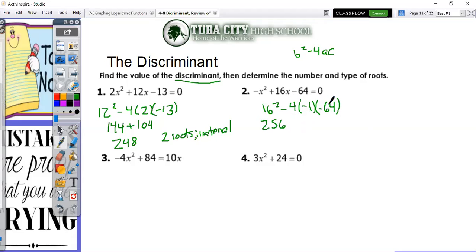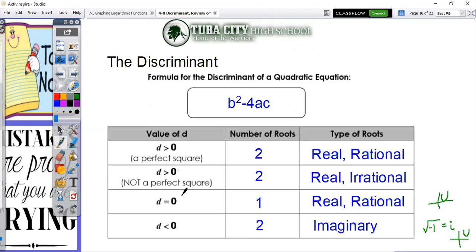And we have 3 negatives. So 3 negatives is going to be negative, because 2 of them will cancel each other out, but there will always be a third one left over. And 4 times 64 is going to be 256. So 256 minus 256 is going to be 0. And if the discriminant is equal to 0, that means we have 1 real and rational root.